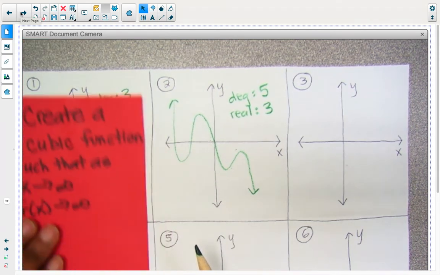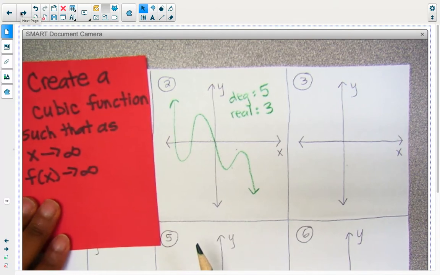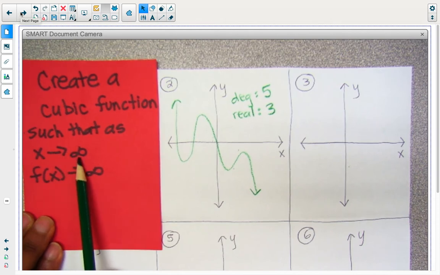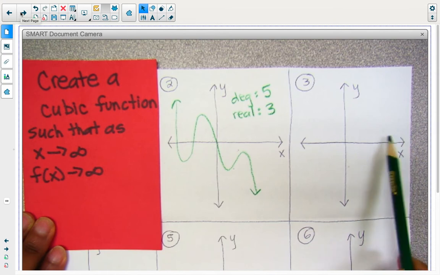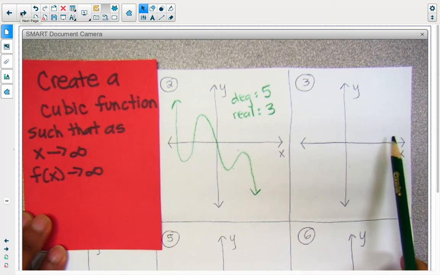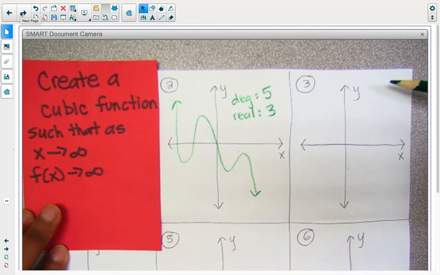This time I need to check and make sure my end behavior is what the problem is telling us to do. So as x approaches positive infinity, that's on the right-hand side of my graph. So this side where my colored pencil is, the right-hand side of my graph. So as x approaches infinity, my function needs to be going up. So I need to make sure my end behavior over here is going up. So if I'm doing a cubic function, that means my only option is 1, 2, 3.